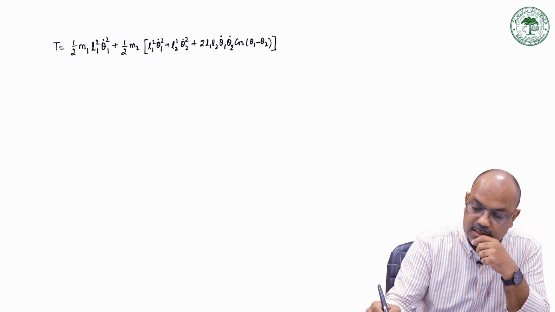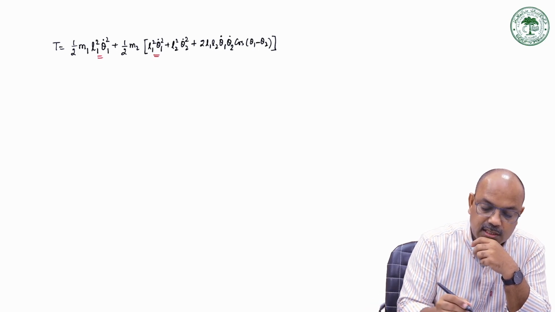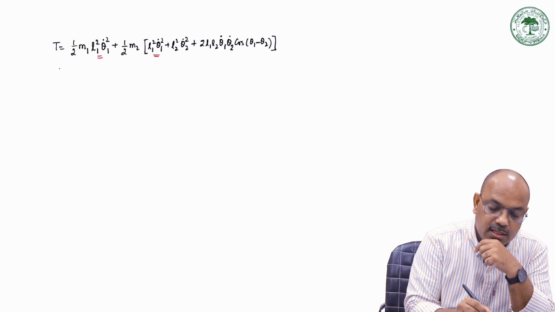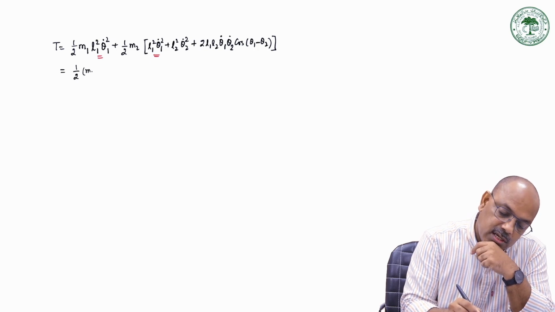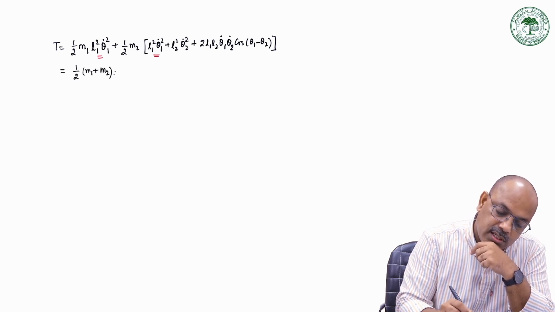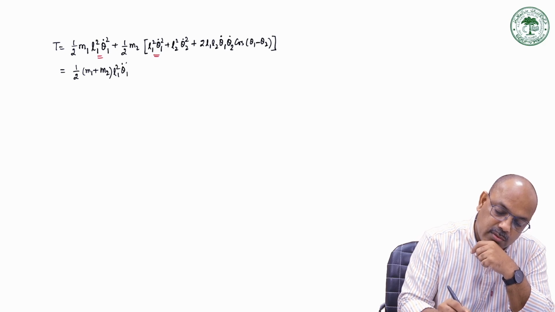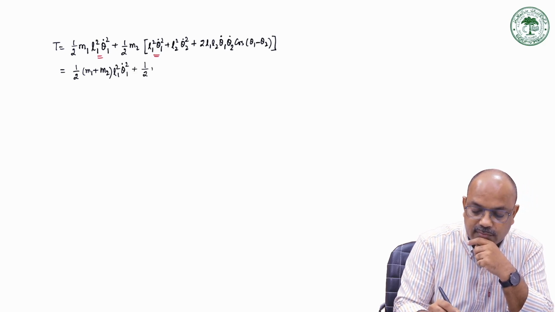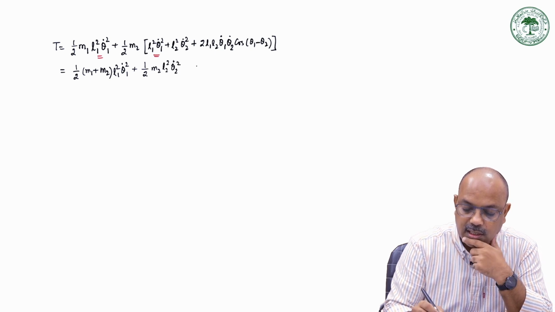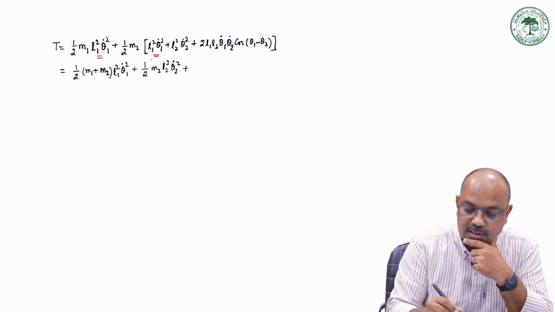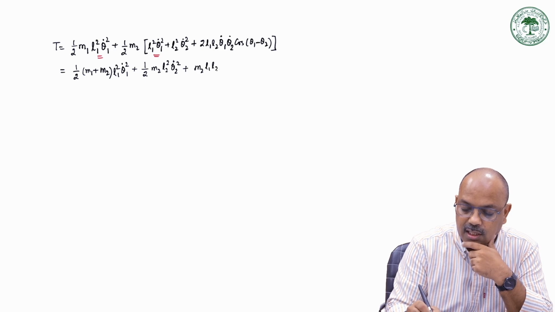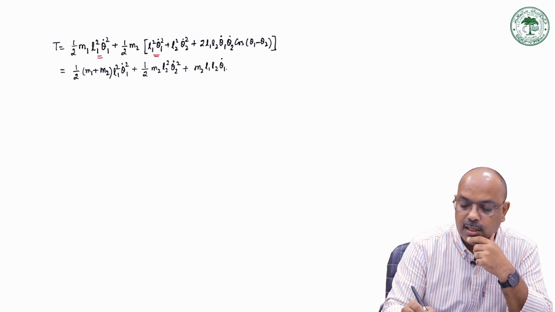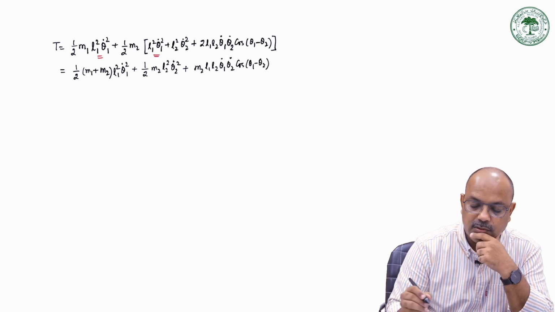Now you can see that this and this are the same, so I can take them along one side. So this is going to be half (m1 plus m2) L1 squared theta 1 dot squared, plus then half m2 L2 squared theta 2 dot squared, and then this will cancel out, so I just have m2 L1 L2 theta 1 dot theta 2 dot cos of theta 1 minus theta 2. This is my kinetic energy.